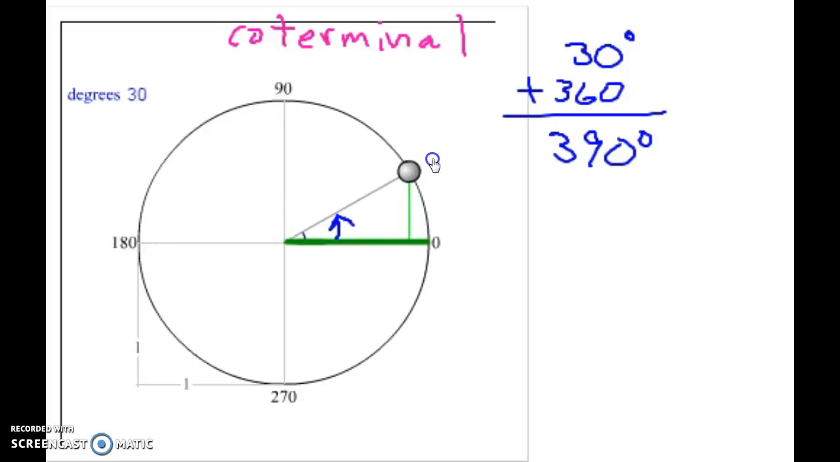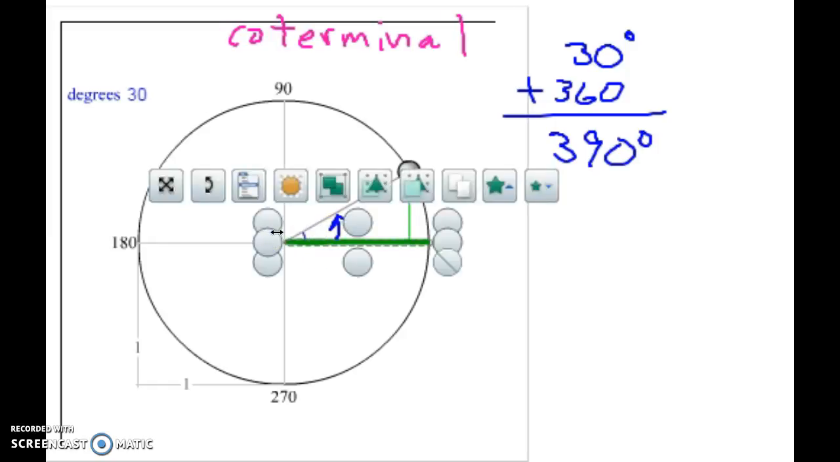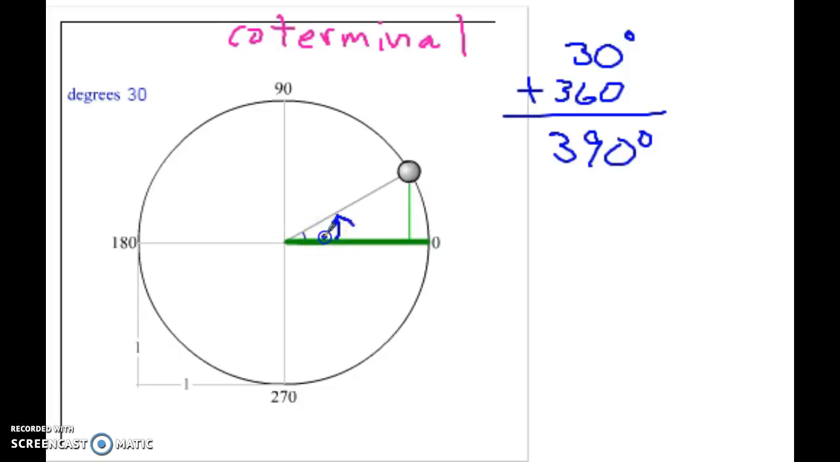And now, even though it doesn't show it on my screen, here's what I just did. I started here, then I added a complete circle, and now we're back at 30 degrees. So 30 degrees and 390, they are coterminal angles. All we did was add a circle, and you can also go the other way by subtracting a circle.